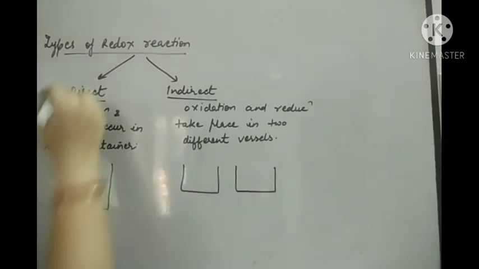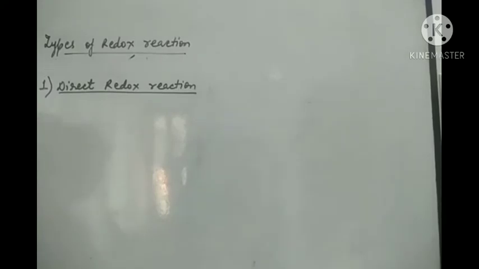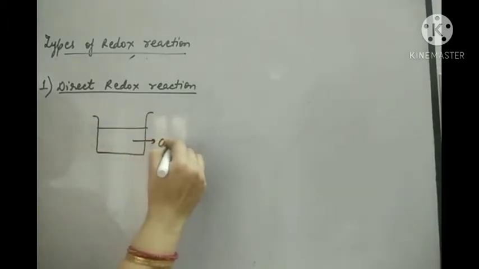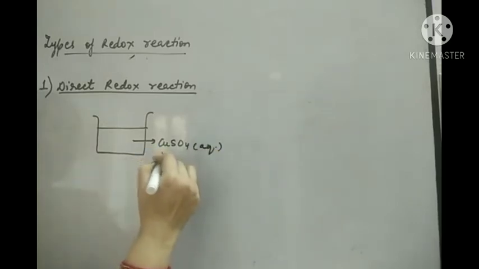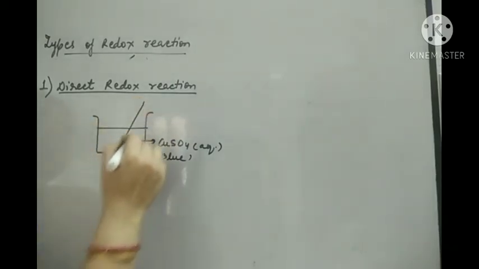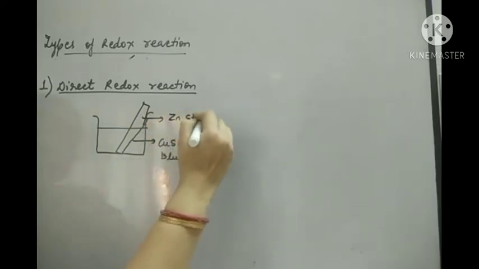Okay, so first of all we'll discuss direct redox reaction. Now as an example of direct redox reaction, we'll take a container and fill a solution of copper sulfate here. This is aqueous copper sulfate, it is blue in color, and we'll put a zinc rod or zinc strip in it.